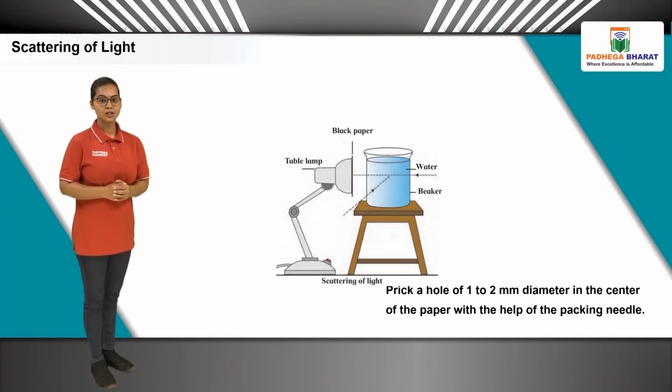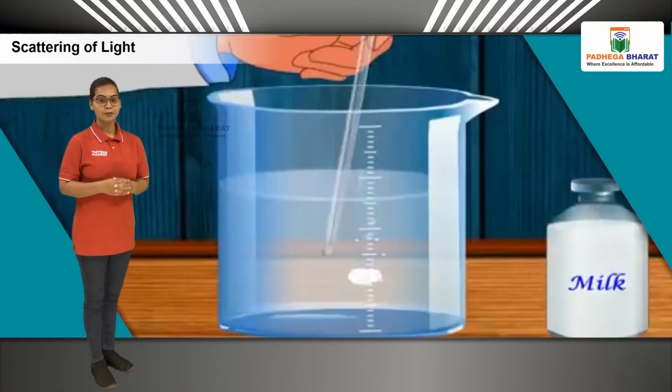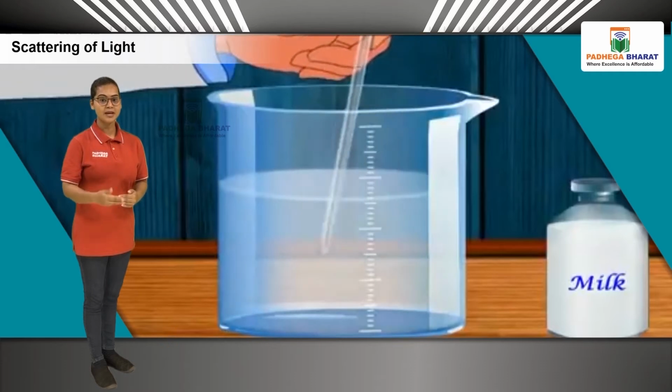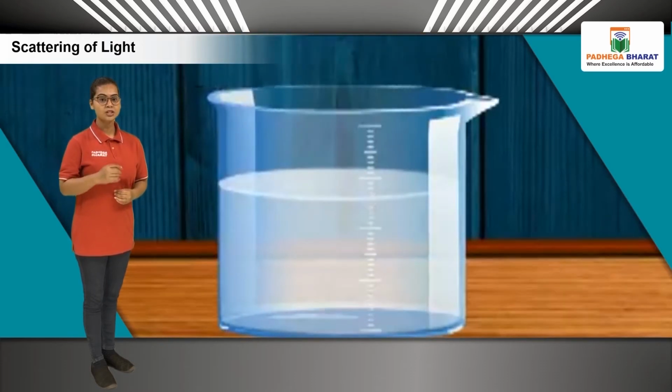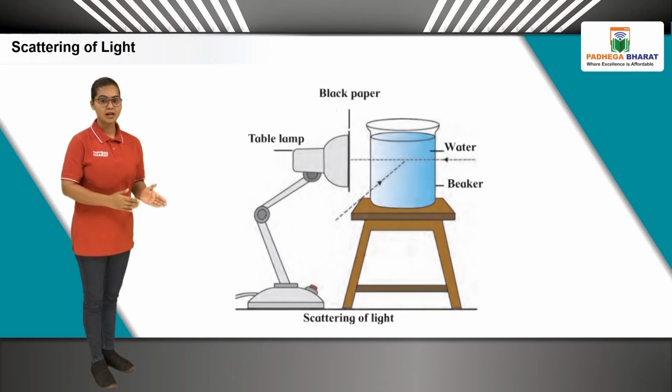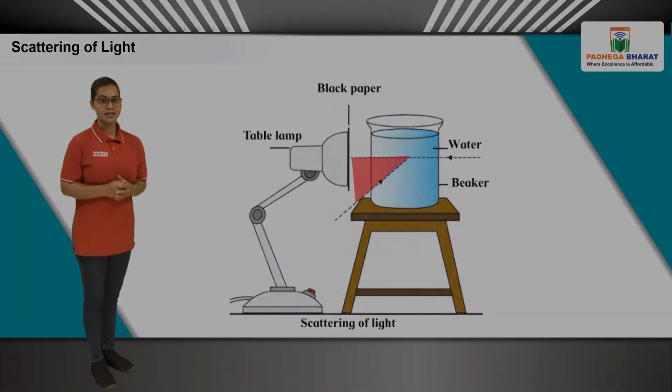Take clear water in the beaker. Light the bulb and place the beaker in contact with the hole. Observe from the front and at an angle of 90 degrees. Now add 2 to 3 drops of milk to the water and stir, and observe again. A few more drops of milk may have to be added to make the water turbid. A blue tinge is seen when observed along the 90-degree angle. This is the scattered blue light.